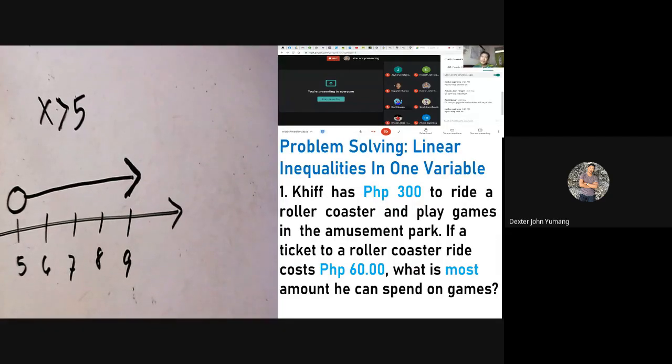So, today we will be learning about problem solving with inequalities in one variable. Inequalities siya, therefore, meron tayong gumagamit na word na at most and at least. Okay? So, in this case, ang word problem natin sa number 1 said that Keith has 300 pesos to ride a roller coaster and play games in the amusement park.